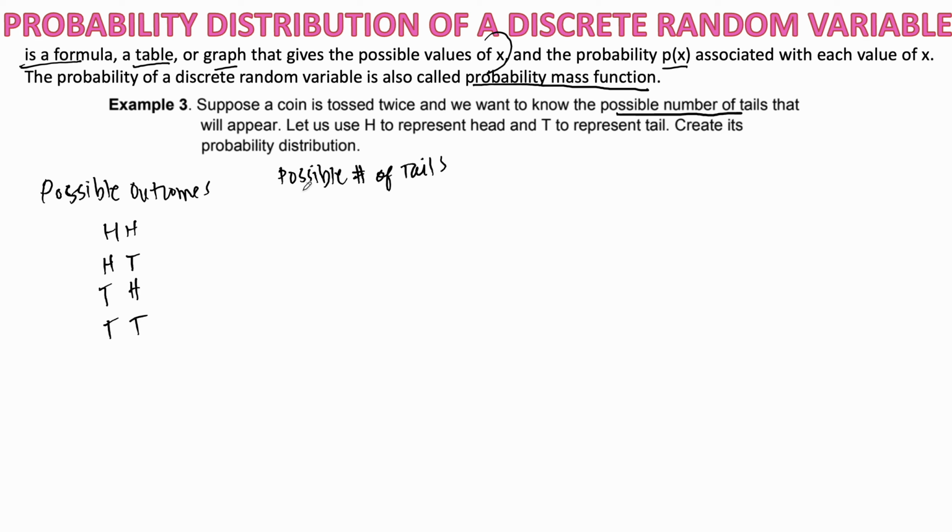At ito nga ang ating random variable na x. Okay? At binilang natin kung ilan yung tails. Dito nga 0, dito 1, 1, at dito 2. Okay? So, ang n natin dito is 4. Okay? Paano gagawin ang probability? No? Or this is your p of x.